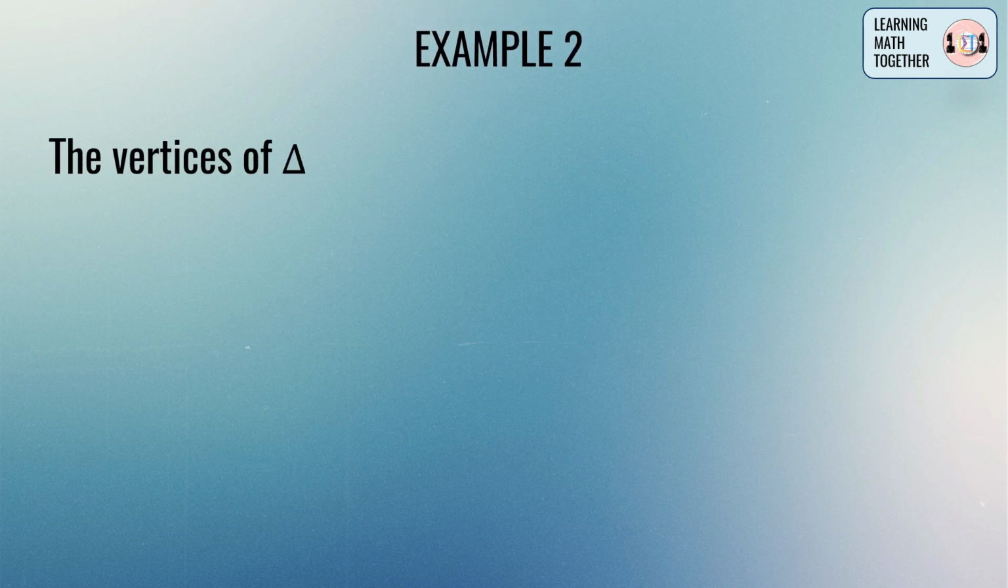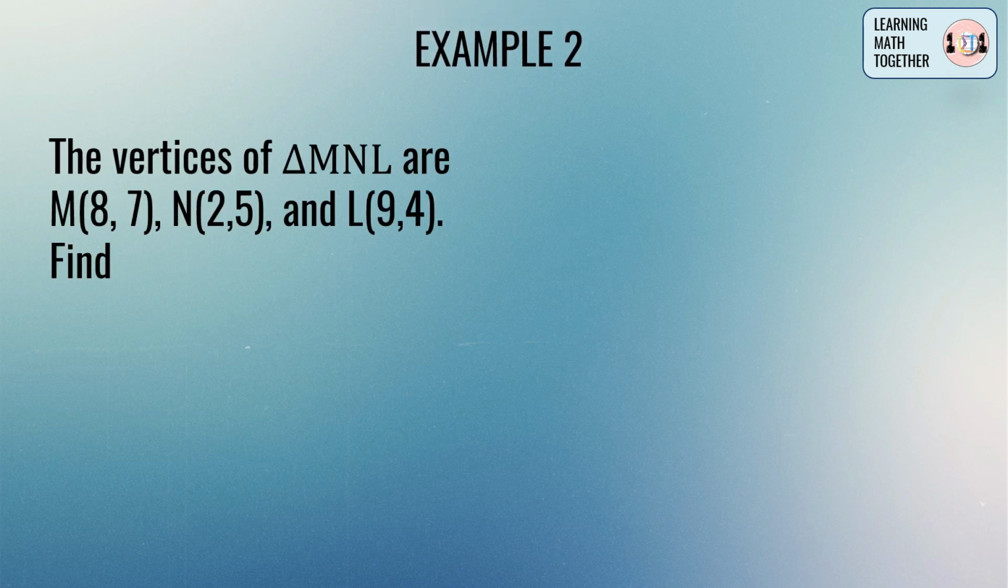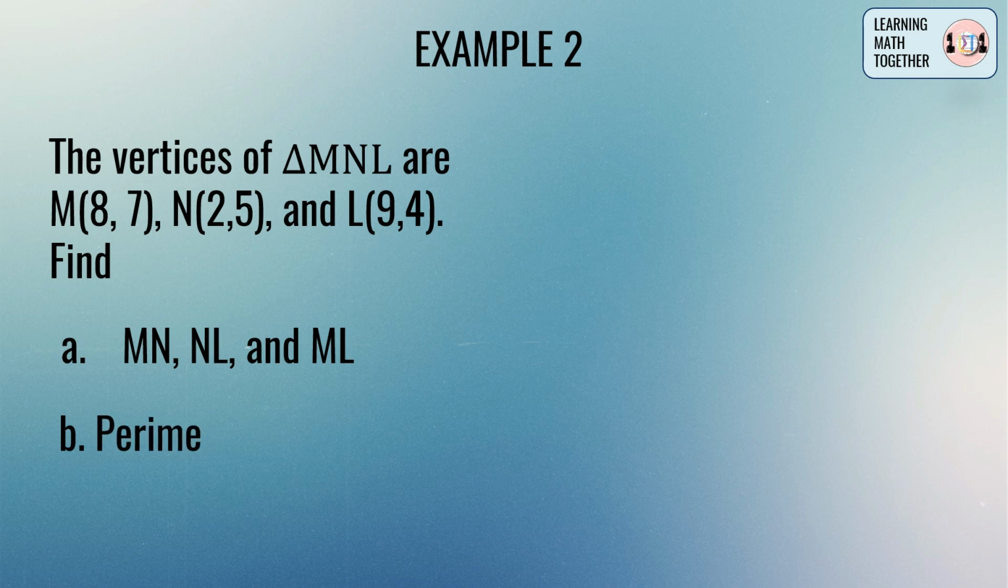Now let's have another example. We have here the vertices of the triangle MNL. For M, we have 8 and 7, for N, 2 and 5, and for L we have 9 and 4. Then we are tasked to find the distances MN, NL, and ML. And also we need to identify the perimeter of the triangle MNL.